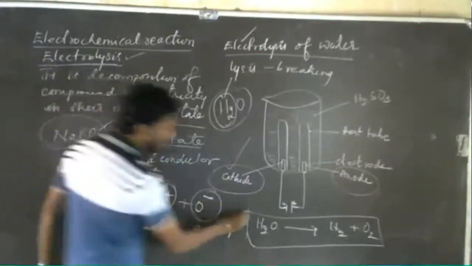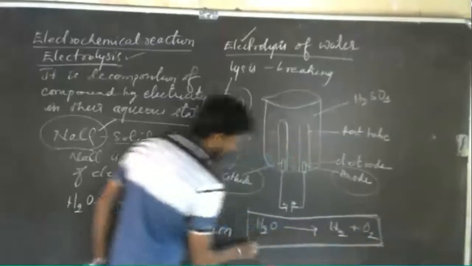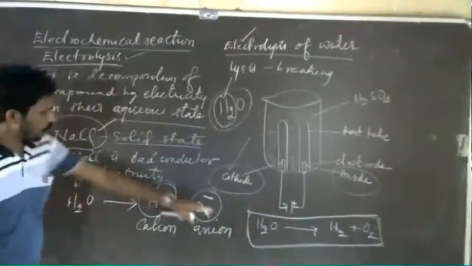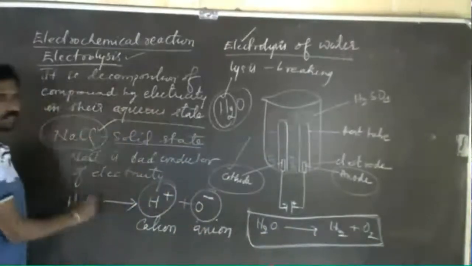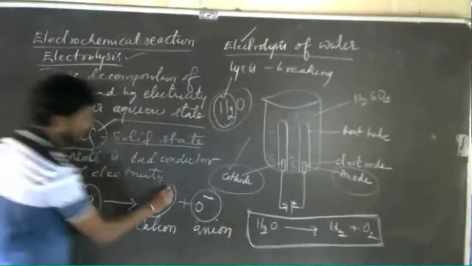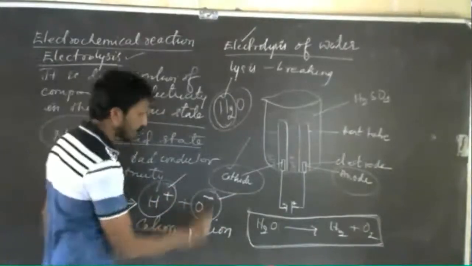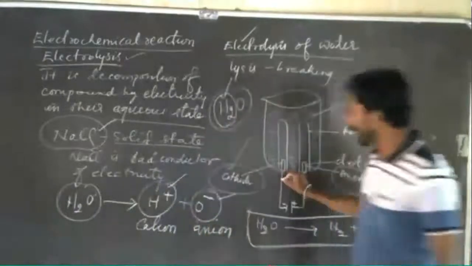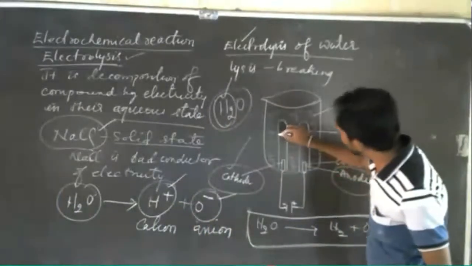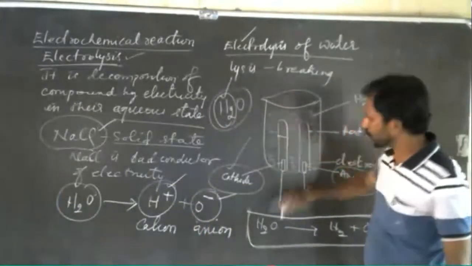This is the end of the reaction. Before this reaction, this actually happens: H2O breaks up into H plus and O minus. This is the cation and this is the anion. Being a cation, it is collected at the cathode.